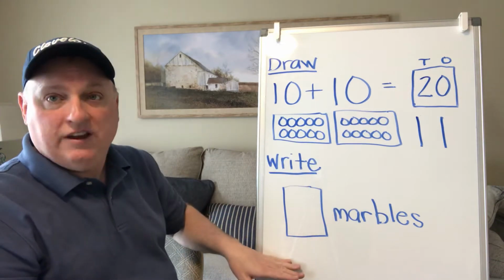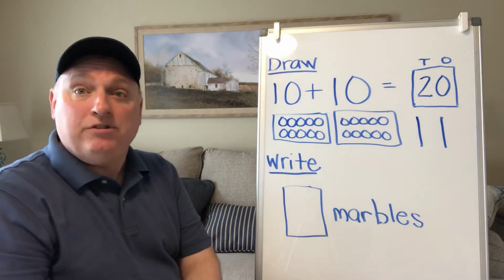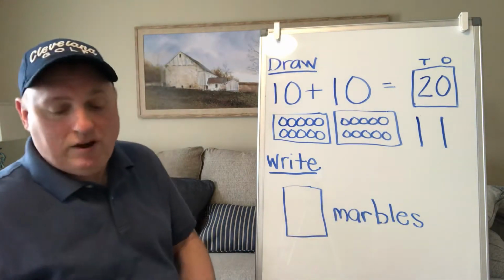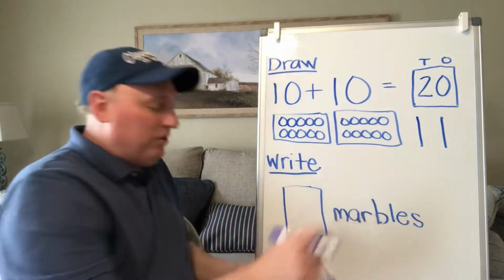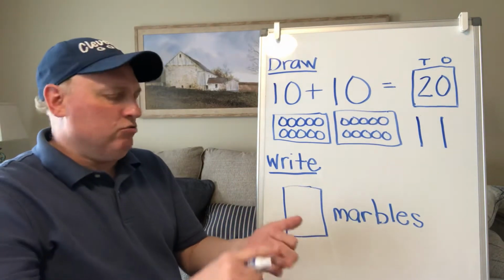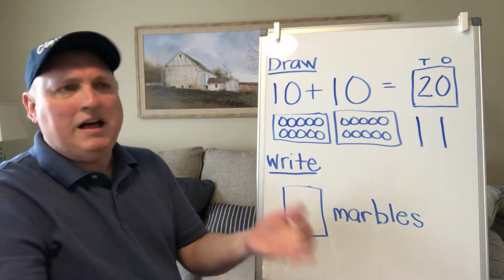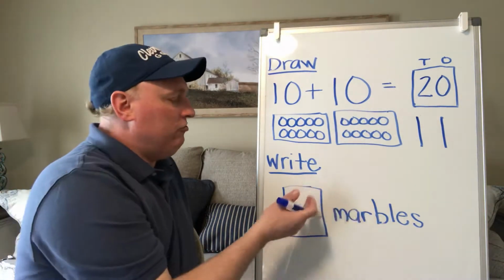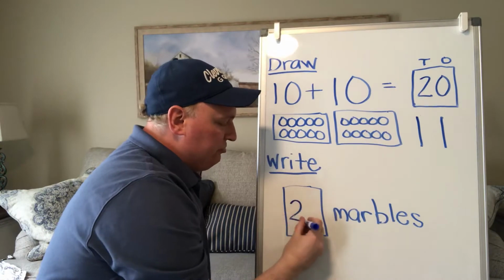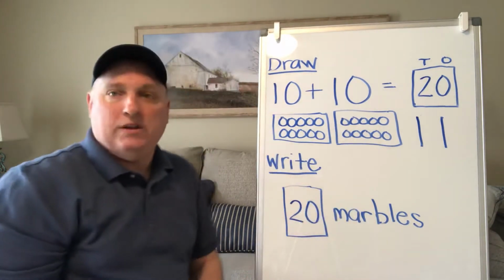Now you want to write your answer. And we started out by pre-writing a mystery number box and marbles, because the question is, how many marbles does she have in all? It's not how many My Pretty Ponies or roadblocks or whatever. It's marbles. So you would write blank marbles, and now the answer is 20. So down here I would just write 20 marbles.